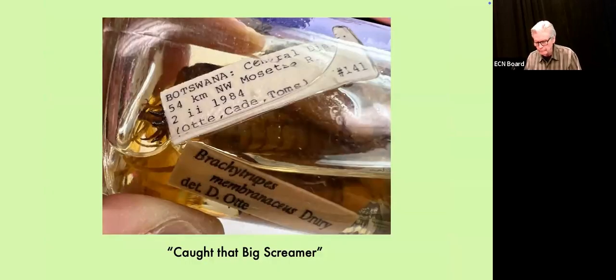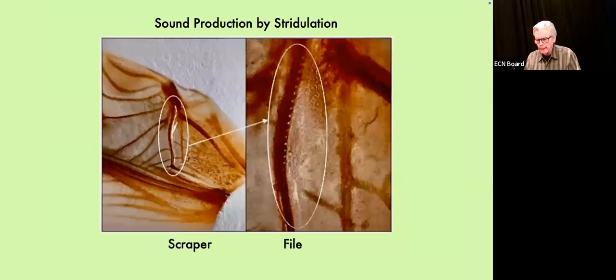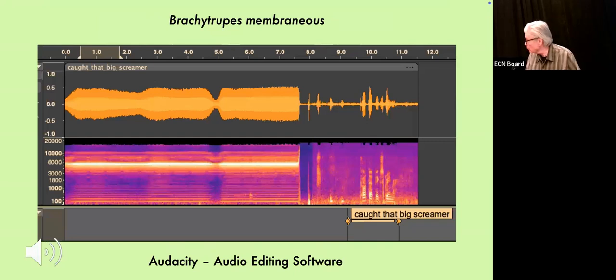And lo and behold, this guy right here, Brachytrupes membranaceus, was collected by Dan. And we heard him on the tape say, I caught that big screamer. And what that meant was we had discovered the holy grail of the project, which was we had a voucher specimen and the song. And here it is right here mapped out by Audacity, which is the audio editing software we've been using.